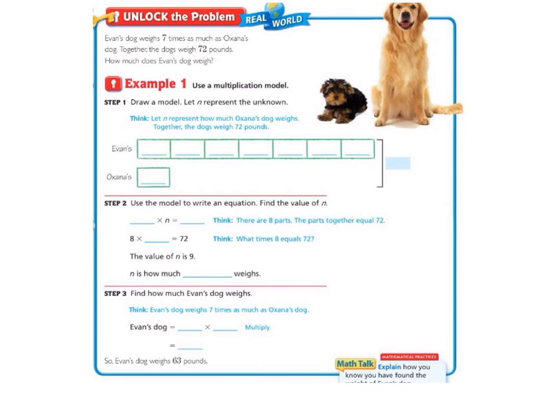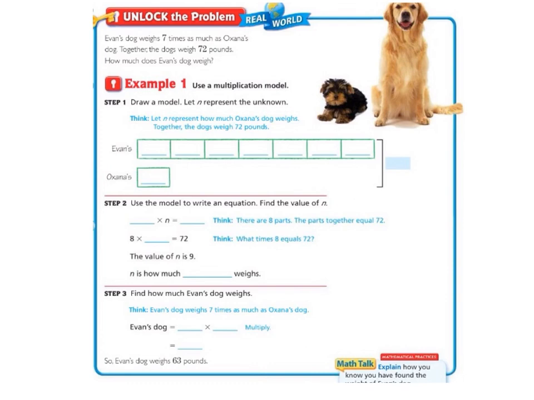Let's read our Unlock the Problem together. Evan's dog weighs 7 times as much as Oksana's dog. Together, the dogs weigh 72 pounds. How much does Evan's dog weigh? Well, we're going to use a multiplication model to solve this problem, sort of like we did yesterday.